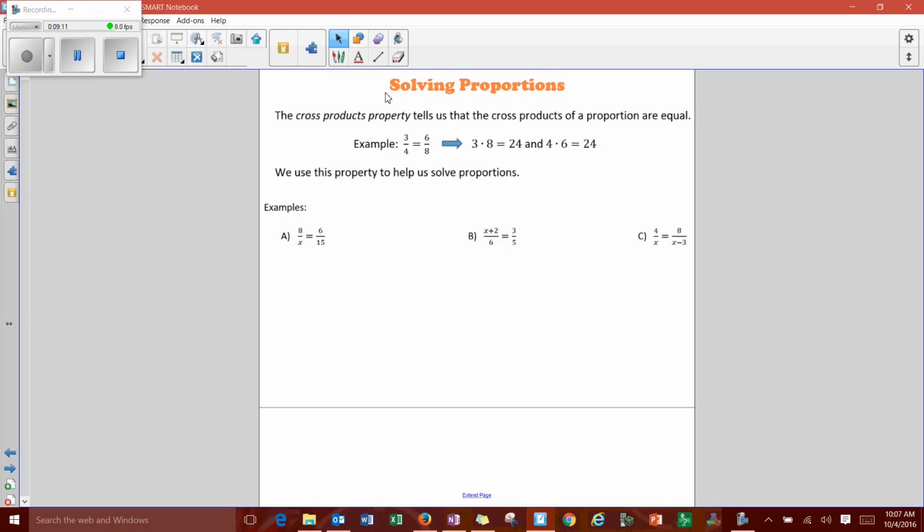All right, next up, I'm on the last page of that note packet that you have, solving proportions. So solving proportions, this again should be review for you guys. The cross products property tells us that the cross products of a proportion are equal. So for example, 3 over 4 equals 6 over 8, right? You know that that's true, and we can check by multiplying 3 times 8 and 4 times 6. 3 times 8 is 24, 4 times 6 is also 24, therefore we know that proportion is true. So use this property to help us solve proportions.